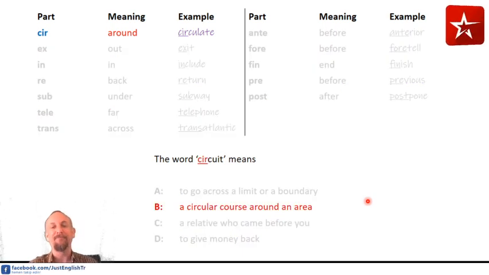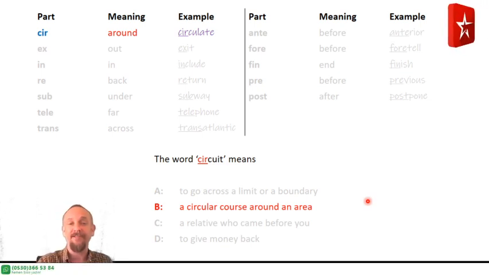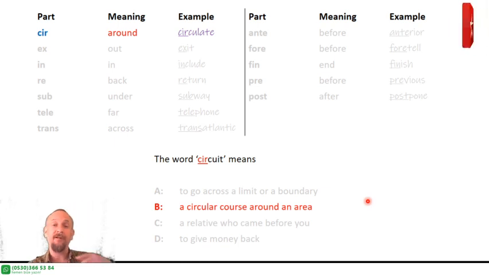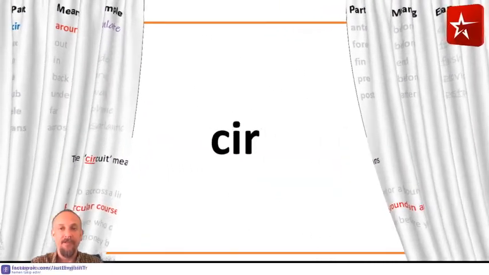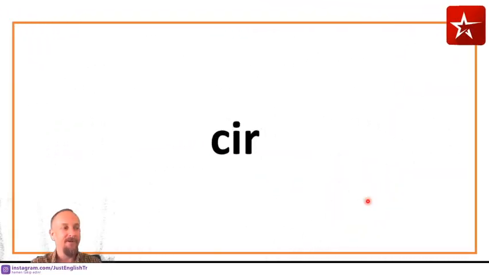Okay, very good. Yep. B, a circular course around an area. A race circuit, for example. Formula One cars go around a circuit. Racehorses, that's basically a circuit too. Okay, so there we go.